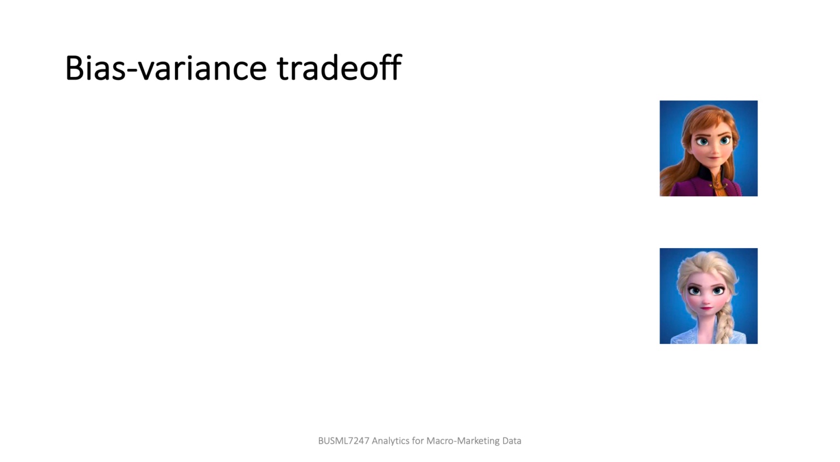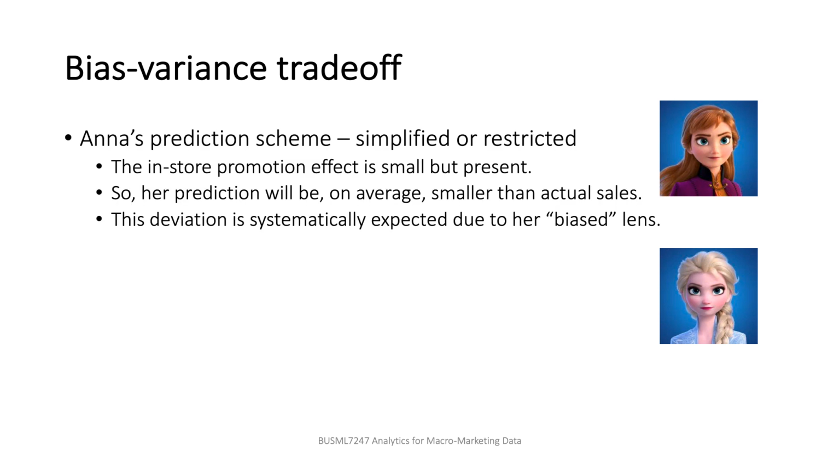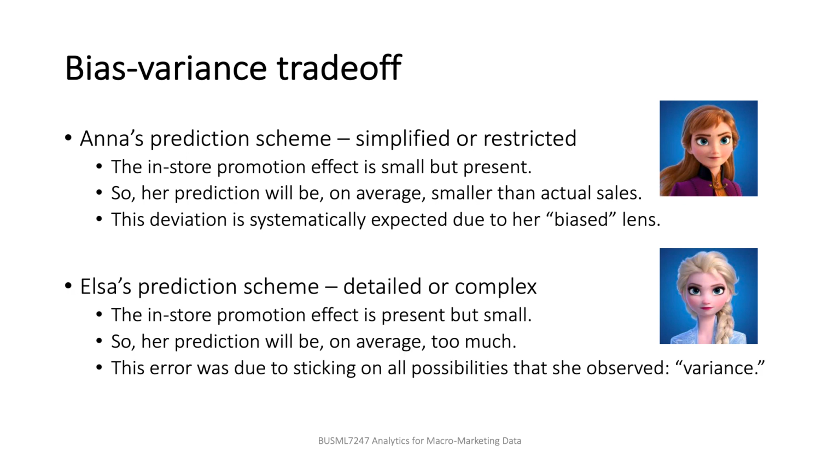And now let's evaluate those ladies' predictions. First, Anna's prediction scheme. It is a simplified or restricted scheme. The truth is that the in-store promotion effect is small but present. So her prediction will be, on average, smaller than actual sales. This deviation is systematically expected because of her biased lens, which is simply ignoring the promotion effect.